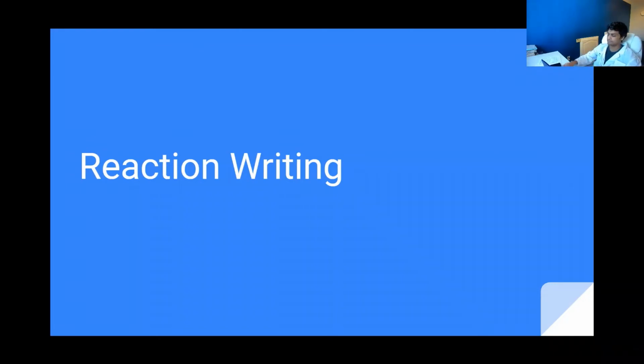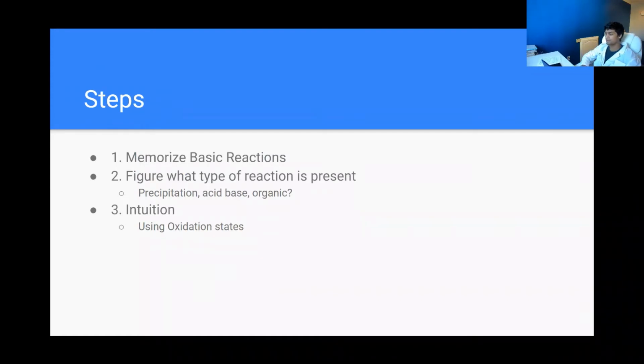So let's begin. When predicting reactions, there are some basic steps you have to do. The first step is to memorize basic reactions, so that you get some intuition, and then if it comes on paper, you can just immediately write it down. The second step is to figure out what type of reaction is present. Is it an acid-base reaction? Is it a precipitation reaction? Or is it an organic or nuclear reaction? And the third step is to use intuition. This mostly comes in the form of oxidation states, which I hope to teach you in this video.